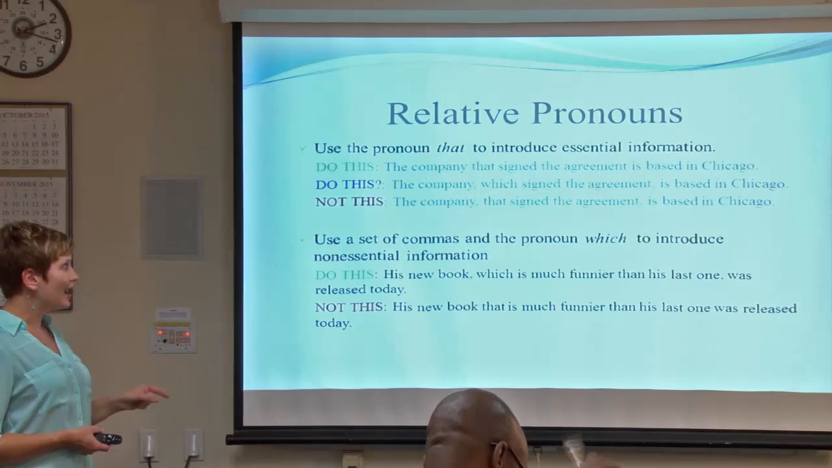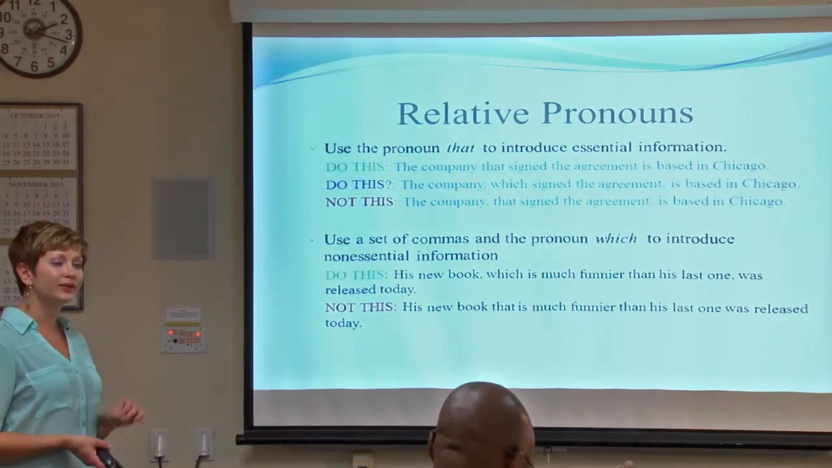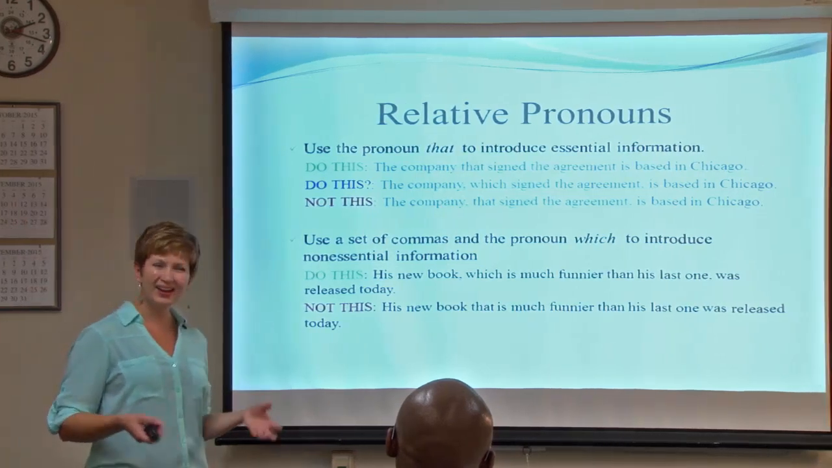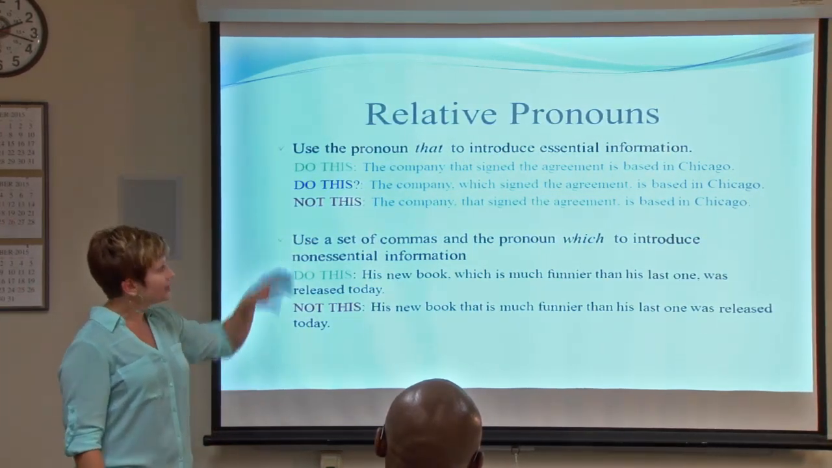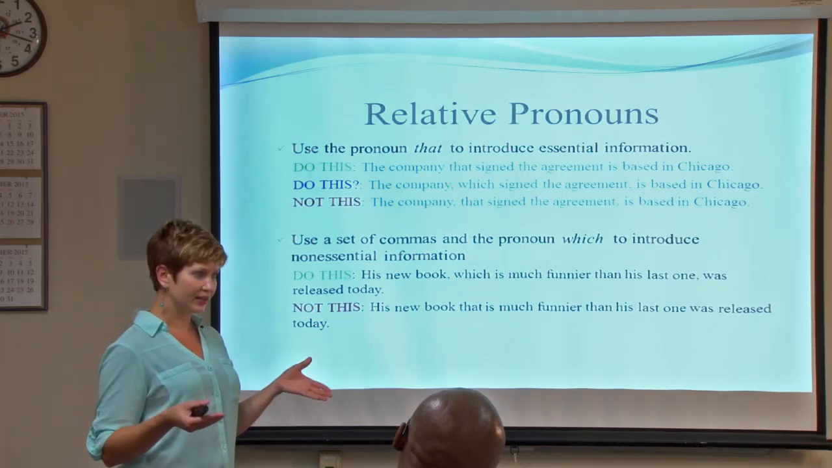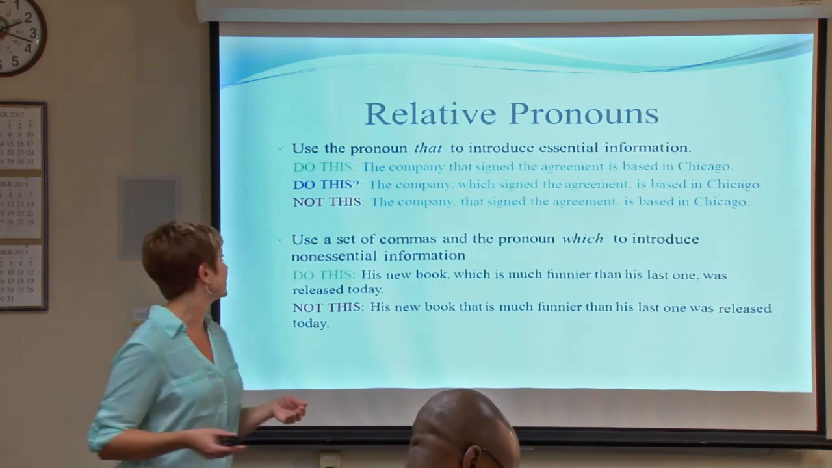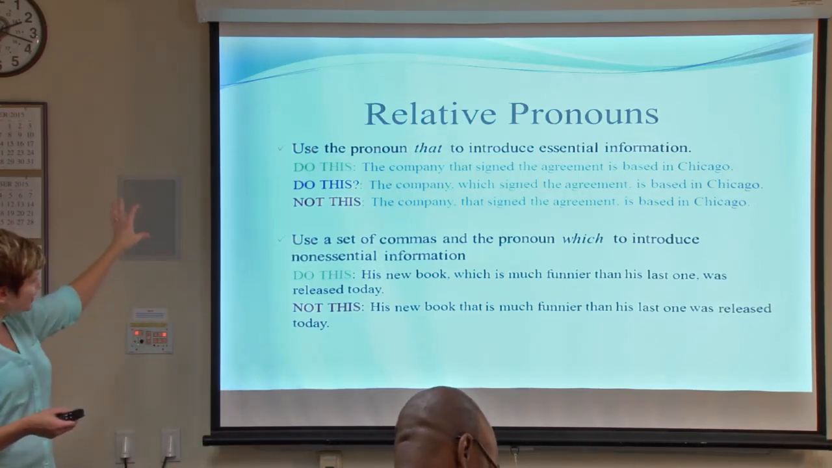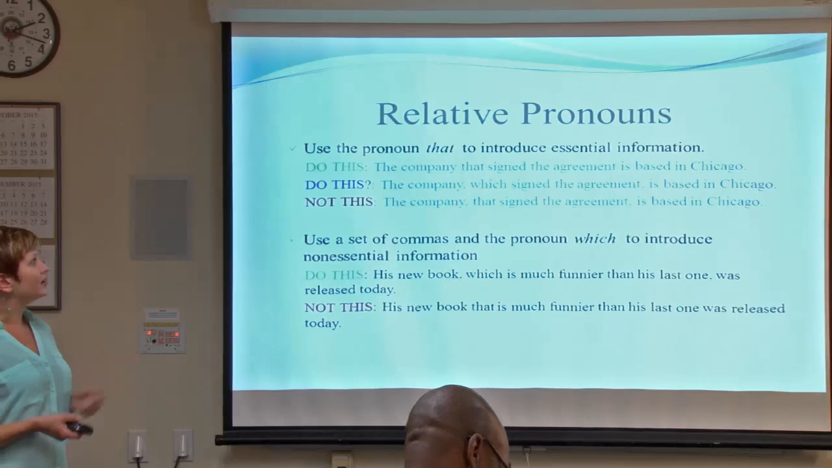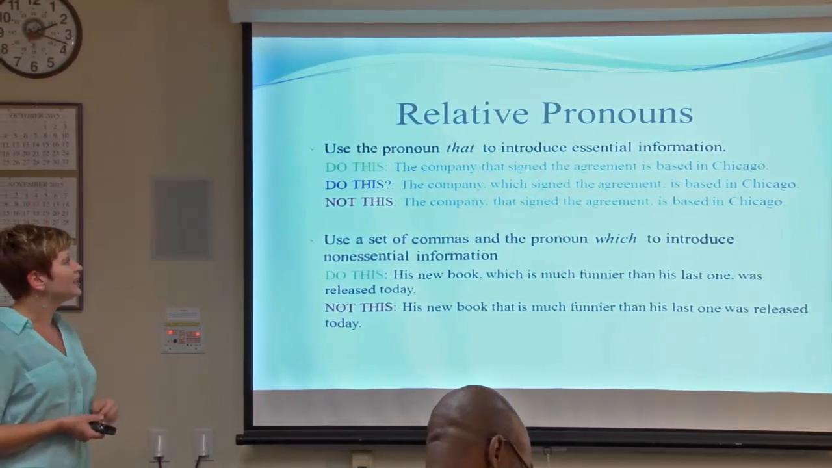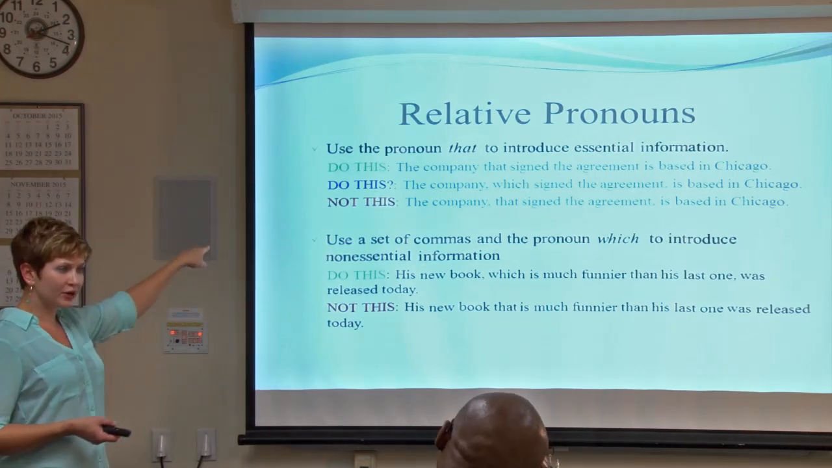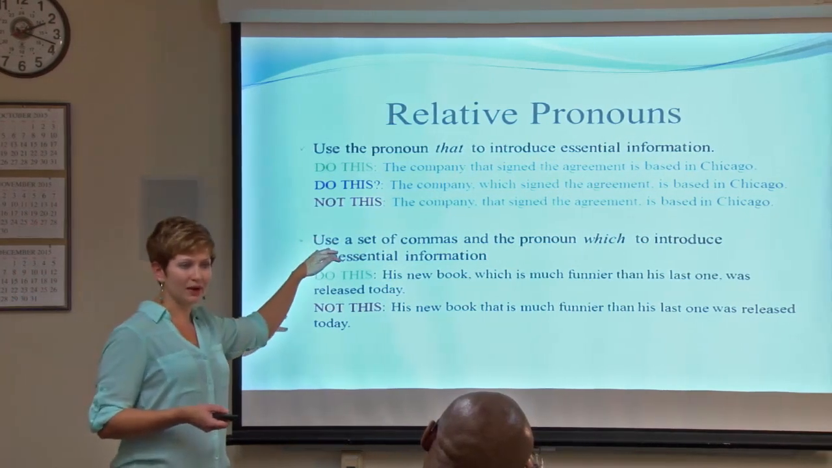Use the pronoun that to introduce essential information. This is one of the most confusing things about pronouns, that and which. But essential information is the information I need to understand exactly the specific subject we're talking about. Now, I actually did something different with this particular prompt. The first one, I would say, is a good one. The company that signed the agreement is based in Chicago. All of this is necessary for me to understand which company we're talking about, right?